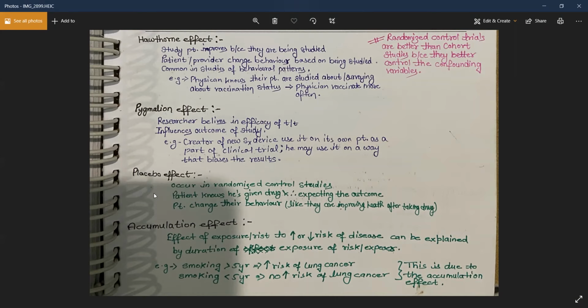When the patient knows that he's being given a certain kind of drug, they will expect a certain outcome, so they will change their behavior. Okay, let's say for a pain control medication, as soon as the patient realizes that he's under study and he's receiving a drug for pain control, he will change his behavior, and because of this change in behavior, they will reduce their pain, psychologically only, right? So this is a placebo effect.